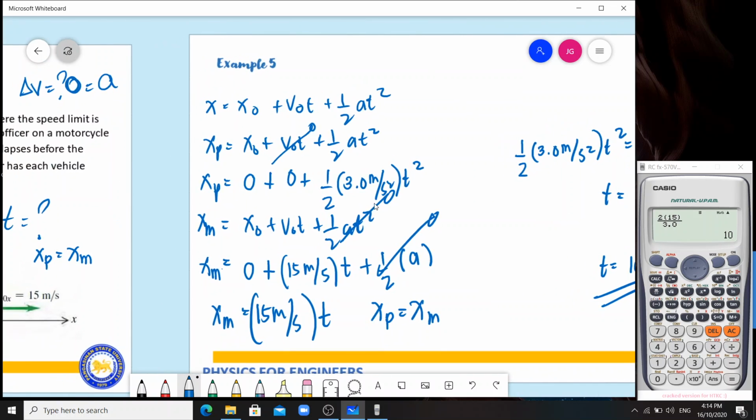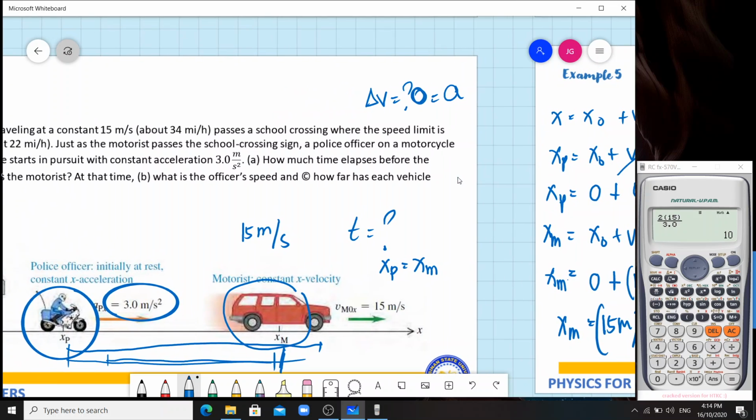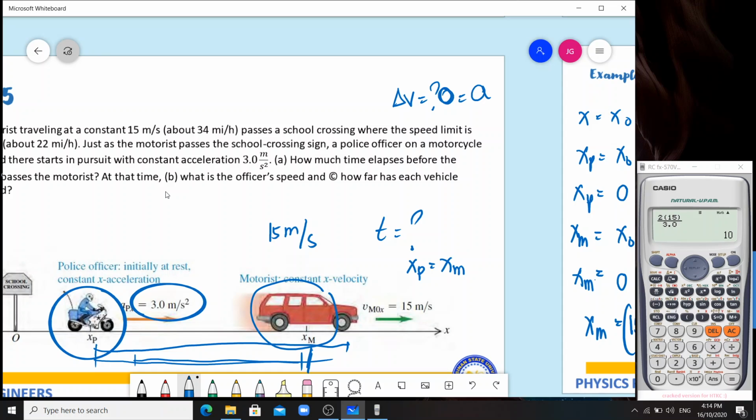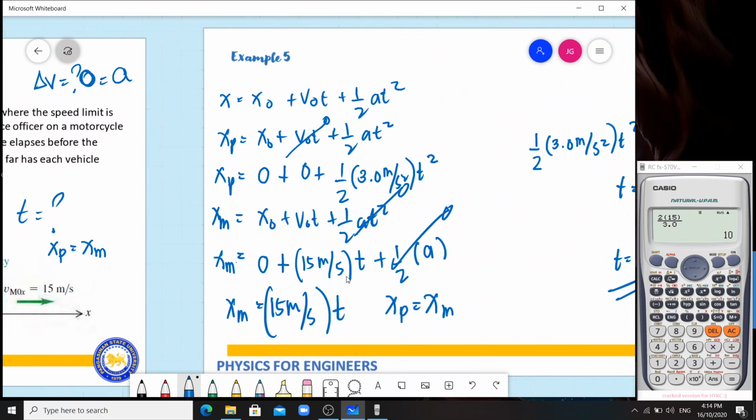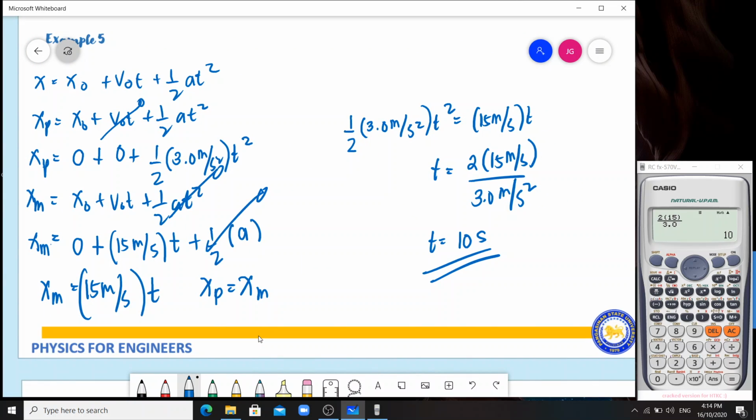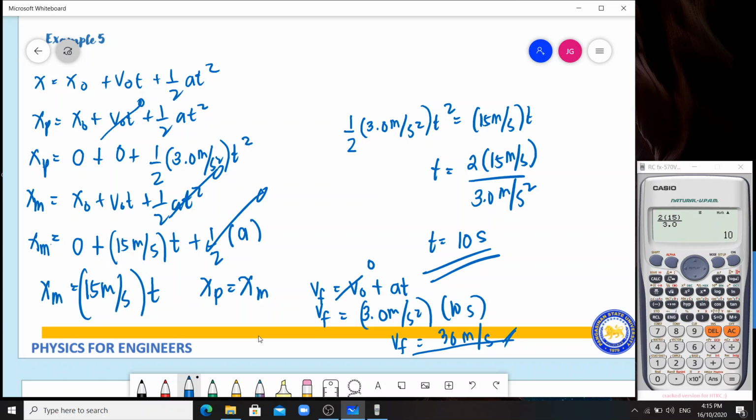And then, letter B. What is the officer's speed? At that time, dun sa 10 seconds na nung sabay sila, what is the officer's speed? Officer, so si XP. Ano daw yung speed ni officer? So, speed, VF is equals to V0 plus AT, diba? So, ang V0, galing sa stop si police officer. So, A is 3.0 meters per second squared. Then, T is 10 seconds. So, ibig sabihin, 30 meters per second ang speed ni policeman nung nilagpasan siya or nagkasabay sila. 30 meters per second.